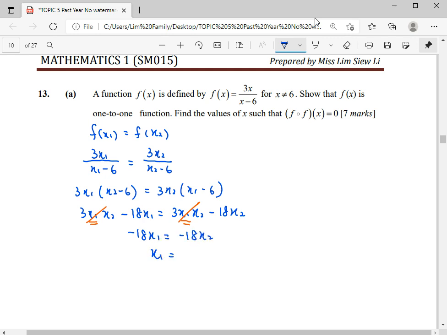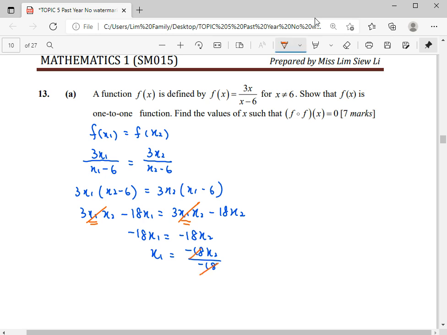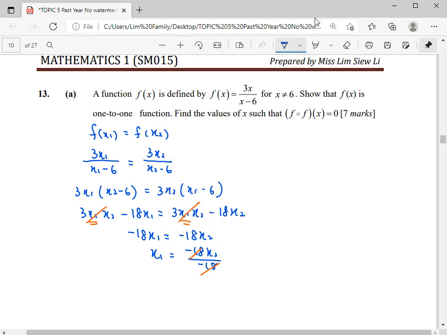Okay, so to find out our x1, it will be negative 18x2 divided by negative 18. So it can also be simplified. After it's simplified, we manage to get our final answer as x1 equals to x2 only. So when we get only one answer, which is equal to x2, algebraically we can prove this function is a one-to-one function.